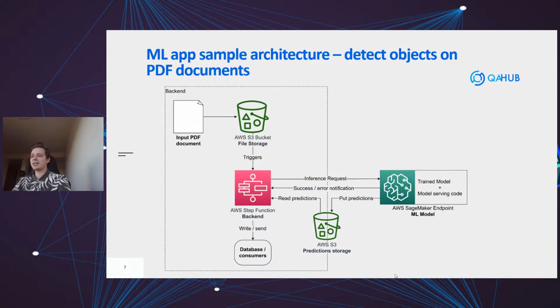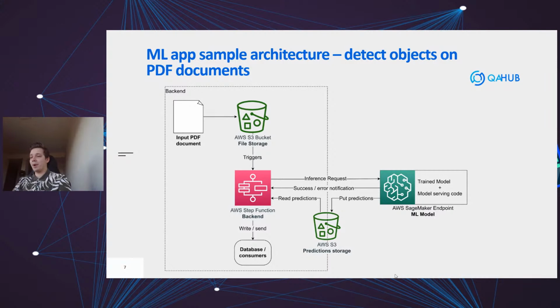Now let's take a look at a sample architecture of an ML app that detects some objects on PDF documents. Let's say illustrations. So we have scans of maybe books in PDF format, and we want to detect illustrations on the scans of these pages of these books. It's AWS based, but we won't focus on details anyway. We'll just look at it on a high level. This sample architecture is inspired by the real app I worked with. So this is an example from my own experience.